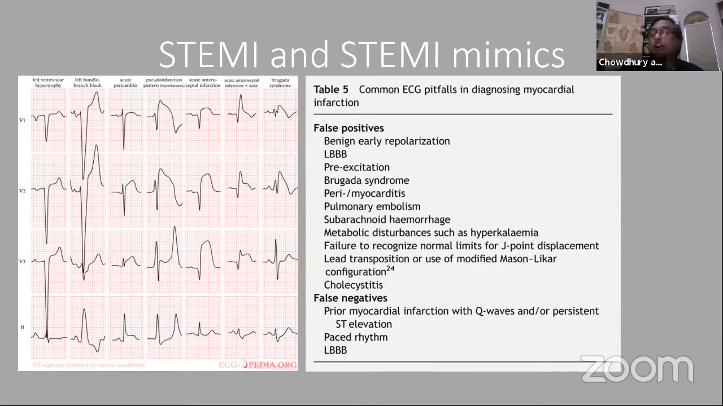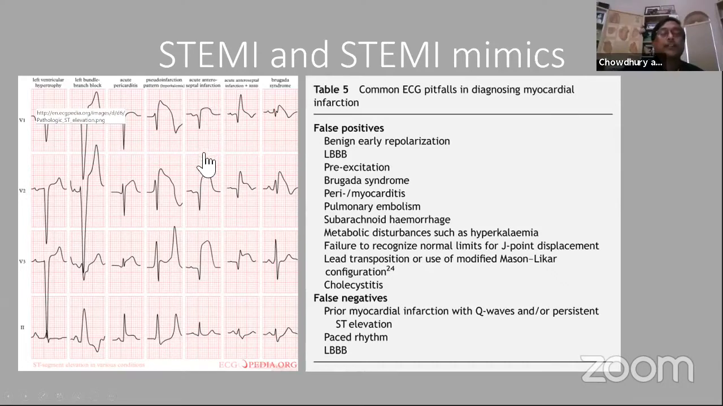So to summarize this, we learned today that there are many causes of ST elevation. One thing I did not mention is the early repol. You can pull the paper from New England Journal of Medicine. Early repolarization abnormality can mimic, but there are other causes like left ventricular hypertrophy, left bundle branch block, acute pericarditis. You can have this pseudo infarction pattern from hyperkalemia, tall peaked T wave.